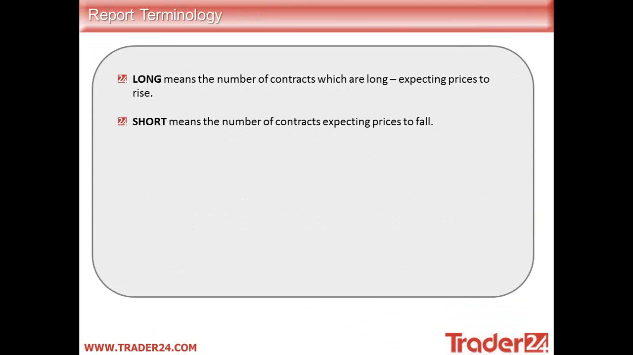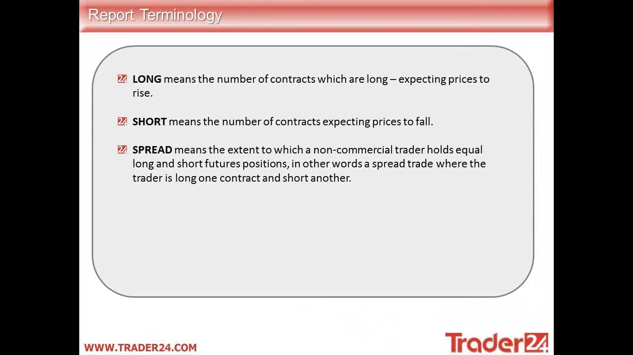Okay, so just some of the other report terminology that I'm going to go through, and then I will take another look at the report, so hopefully when I mention all the words there, it'll make sense to you. Going long, as most of you will know, means the number of contracts which are long expecting prices to rise. Short means the number of contracts expecting prices to fall. A spread means the extent to which a non-commercial trader holds equal long and short futures positions. In other words, a spread trade where the trader is long one contract and short another.